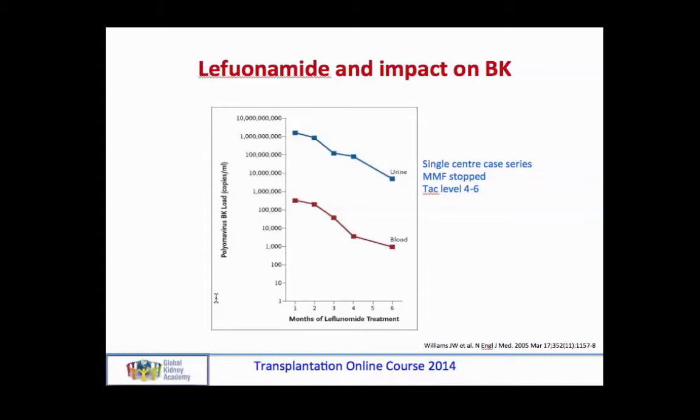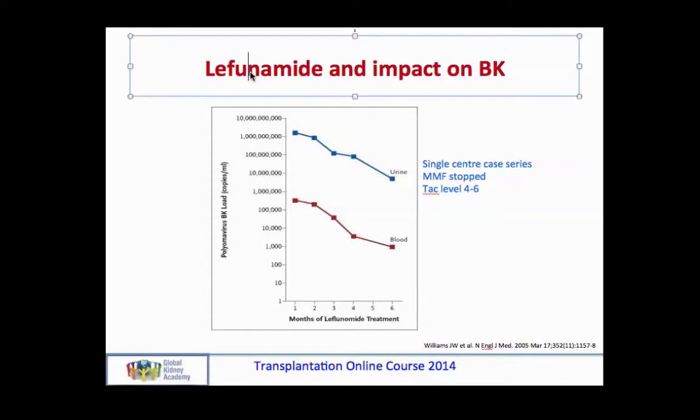So some data from a single centre experience in the States, looking at the effect of leflunomide on BK nephropathy. So these are patients who have established BK nephropathy. Mycophenolate was stopped, they were kept on low dose tacrolimus, and then started on leflunomide, and you got a reduction in BK load in both blood and urine.